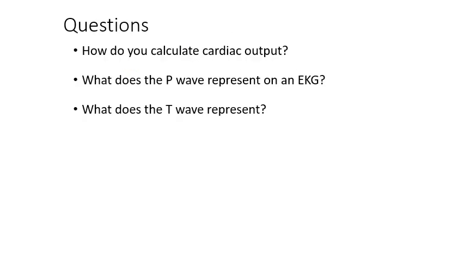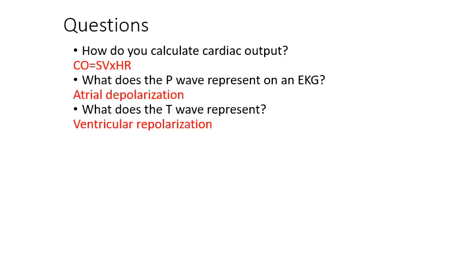All right, last few questions here. How do you calculate cardiac output? What does the P wave represent on an EKG? And then what does the T wave represent? We calculate cardiac output by multiplying the stroke volume times the heart rate, so SV times HR equals CO. The P wave on an EKG represents atrial depolarization, and the T wave represents ventricular repolarization.